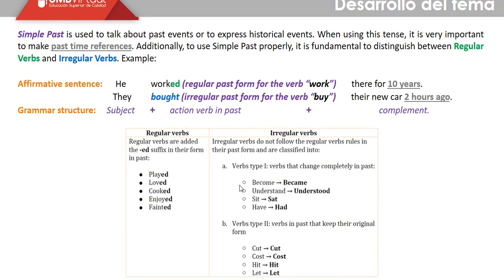There are some examples like verbs sign one, verbs that change completely in past: become, became; understand, understood; sit, sat; have, had. And verbs sign two, verbs in past that keep their original form like could, cost, hit, and let. Right? Maybe there is some difference in pronunciation, like for example, read, which is in present, and read in past. Entonces aquí vemos como tal el uso de estos verbos que se modifica prácticamente, bueno, en la mitad o en el 50% de la palabra o completamente. So, let's see.